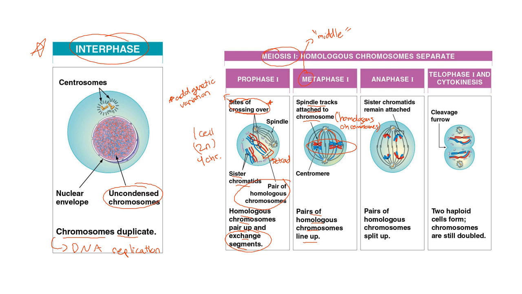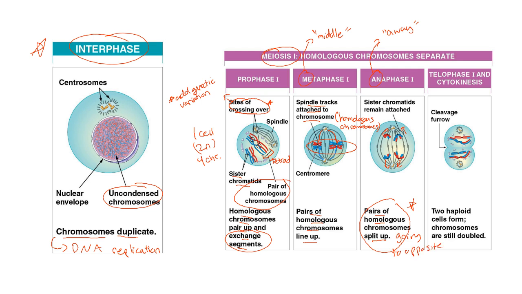Then we go through anaphase one, and like I said before, A for away. The chromosomes are going to move away. In this case, the homologous chromosomes, and this is the important thing: the pairs of homologous chromosomes split up. This homologous chromosome is going to go in this direction, this one goes in this direction, this one goes in that direction, that one goes in that direction. They're going to opposite poles.